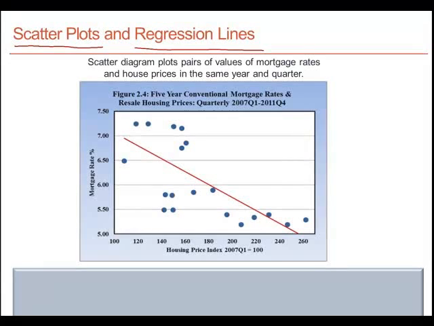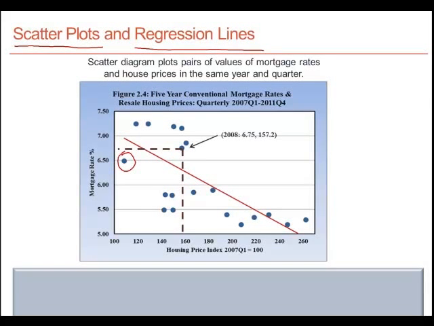Here then is a plot of the data from the preceding table. Each value here represents one time period. So the value of 6.5 and 106 on the house price index is the first value in the table, and each one of the other points likewise represents a similar combination.